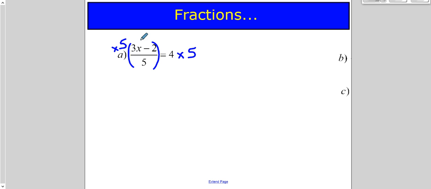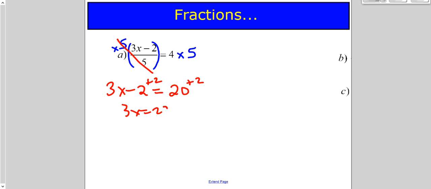Now, what happens is this 5 divided by 5 right here, those cancel out, leaving me with just 3x minus 2 on my left-hand side, and then 4 times 5, which is 20. And now we just have an equation that we can solve. Whenever you have fractions, you want to get rid of those fractions, and usually it can be done through multiplication. But remember, you have to multiply both sides. So let's add 2, 3x equals 22, divide by 3, and x is equal to 22 over 3.